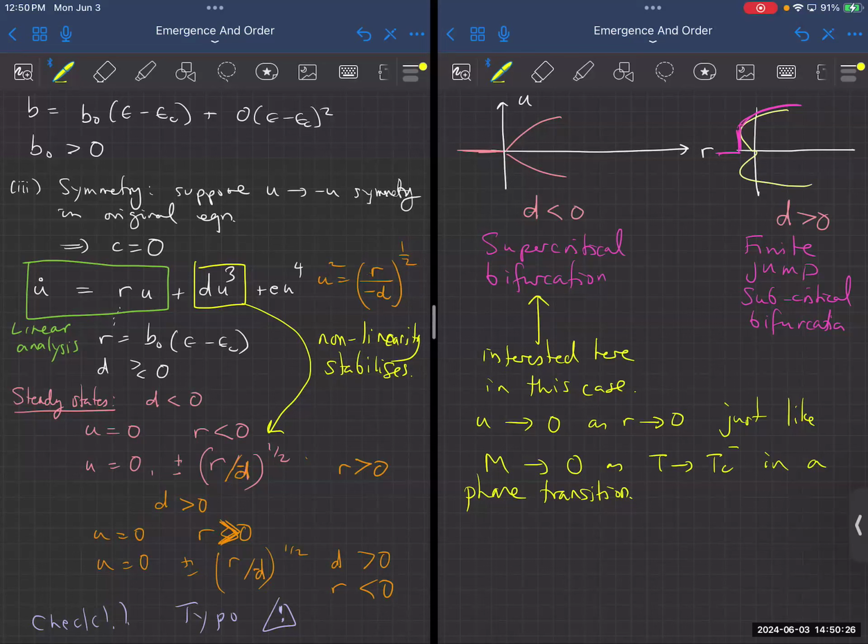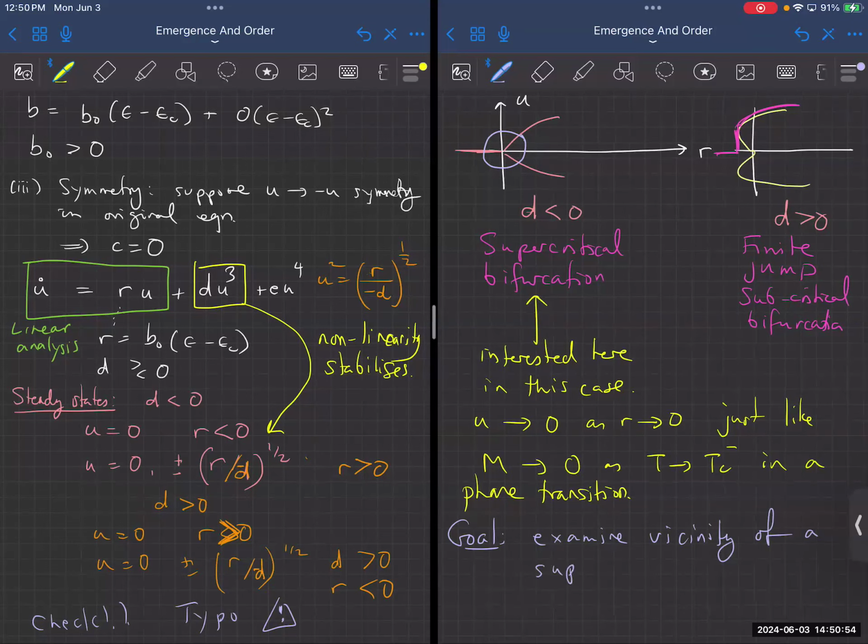Okay, so what we want to focus on now is this regime over here, and we're going to try to find a long wavelength description of this. So what is our goal now? We're going to look in this regime, examine the vicinity of the supercritical bifurcation.